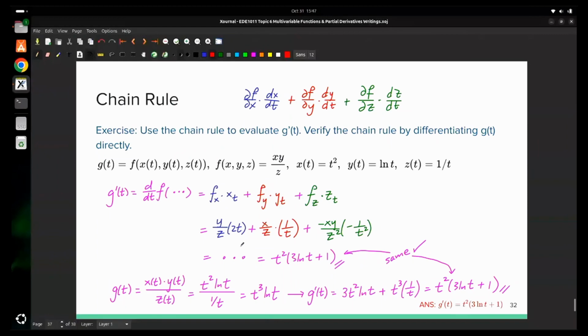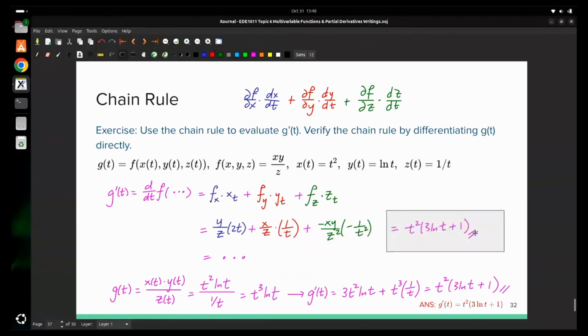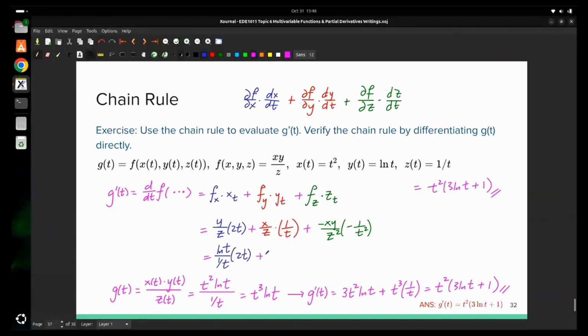Of course I didn't simplify here. Let me simplify together with you. You must understand this is a function of t, but it has x, y, z inside, so it's not finalized. But you can finalize it easily, because x, y, z in terms of t are given. So what is this? This is ln t, because y is ln t, divided by 1 over t, then times the 2t. That's your first term. You convert everything to t.